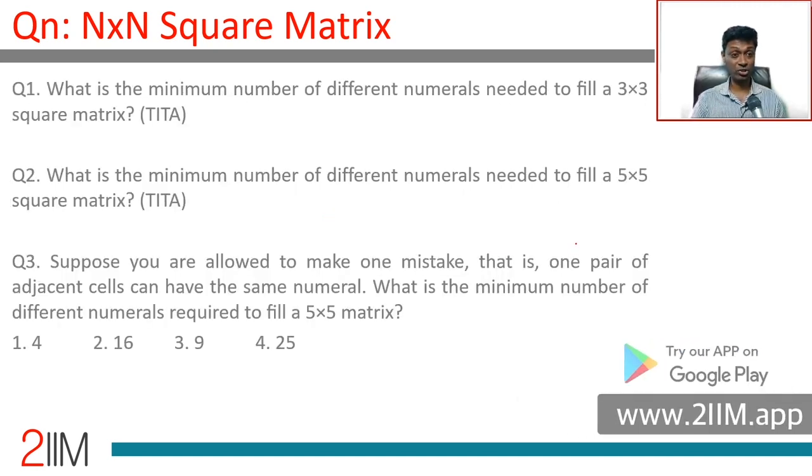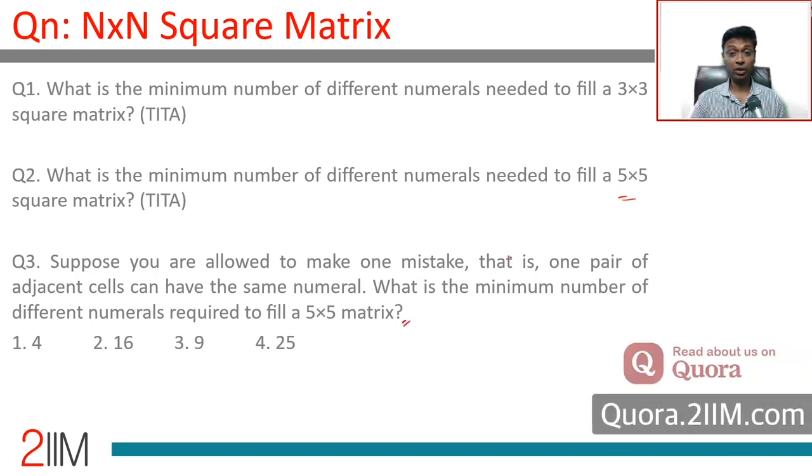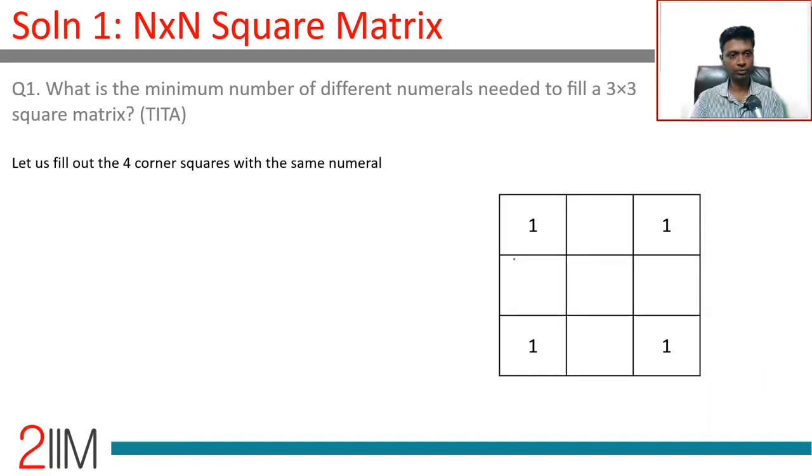Oh, we're jumping into questions straight away. What is the minimum number of different numerals needed to fill a 3 by 3 square matrix, 5 by 5, and then etc. I'm not going to read all the questions because we have not been given much of a solving grid. We need to jump into the questions and solve them one by one. And so let's do this.